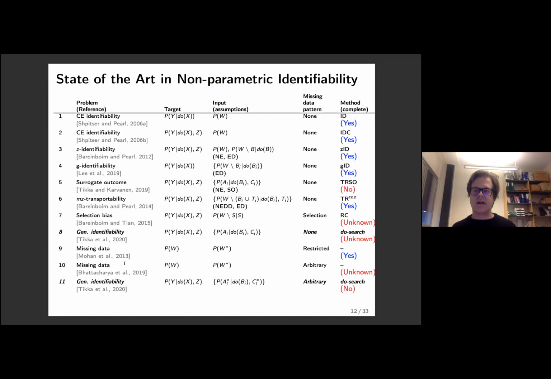And as you can see, there are complete procedures for some of the easier problems, but for the later problems, there's no complete procedure. For example, if you look at row 8, where you want to estimate a causal effect and what you get are bits and pieces of distributions from different studies, in that case, there's still no complete procedure available. You can still use do calculus and derive expressions as we did in this Tikka et al. paper, but there's no completeness result.